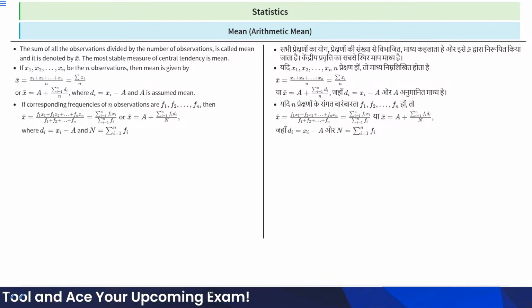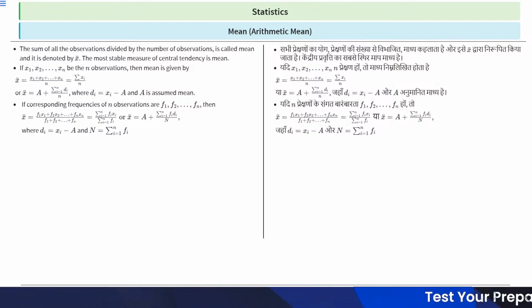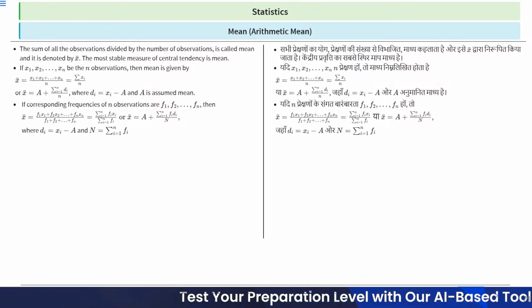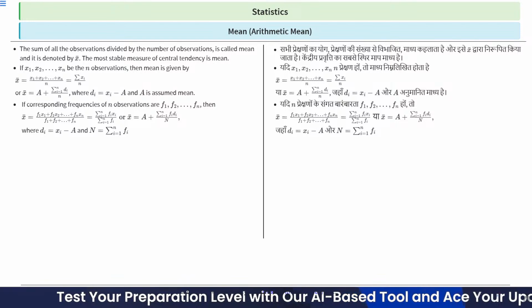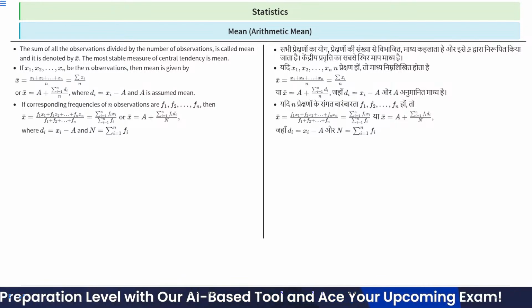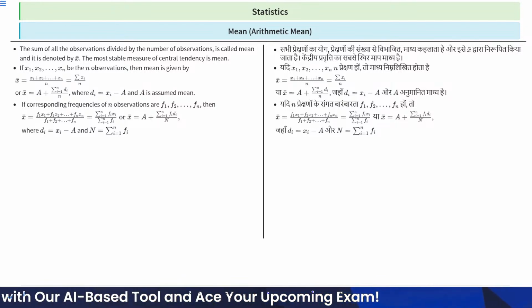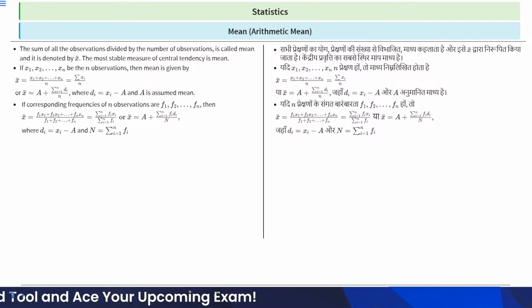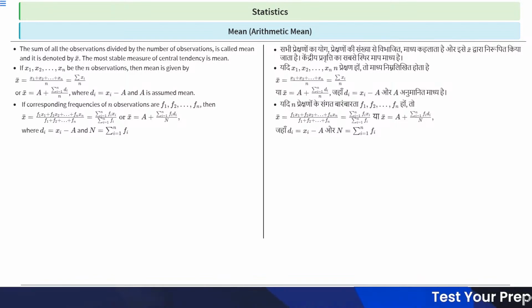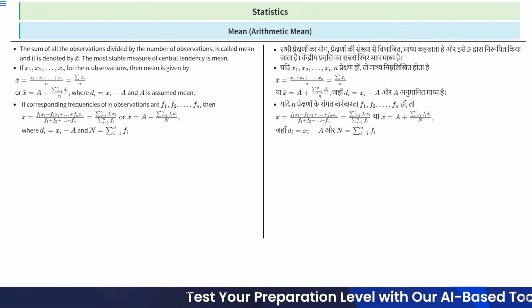mean. If corresponding frequencies of n observations are f1, f2, f3 till fn, then x bar is f1 x1 plus f2 x2 till fn xn upon f1 plus f2 plus f3 till fn, right? And it is equal to summation of i is equal to 1 to n fi xi upon summation of i is equal to 1 to n fi, or x bar is equal to a plus summation of i is equal to 1 to n fi di upon N, where di is equal to xi minus a, and capital N is basically summation of i is equal to 1 to n fi, right?